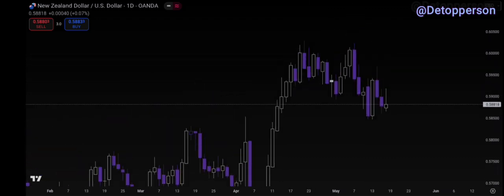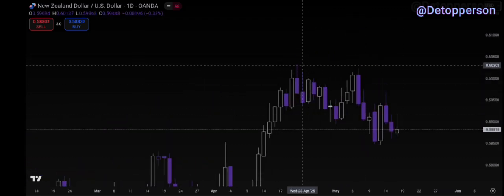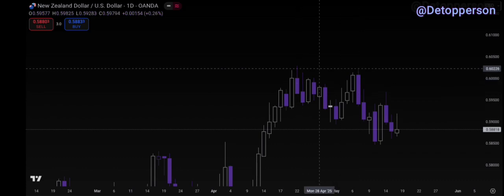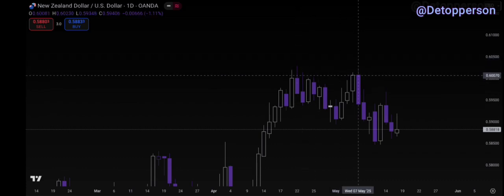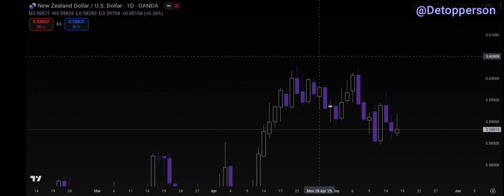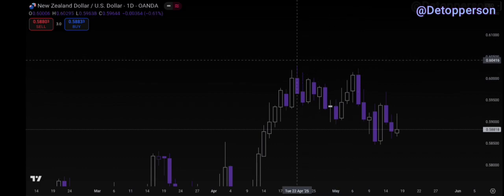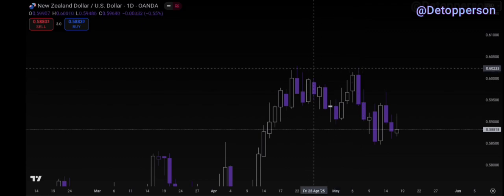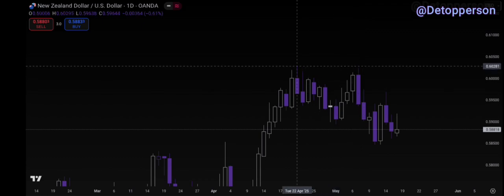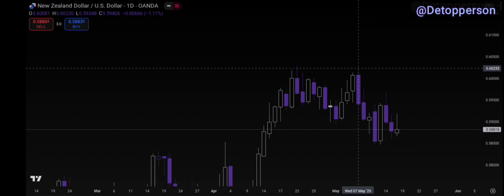So on the daily, remember I told you this high right here, it's not an SMT. Just that price failed to take out this high. If it's an SMT, this would actually be a sweep. So while AUD USD is having a higher high, NZD USD will be having what? A lower high and a higher high. So that's it.